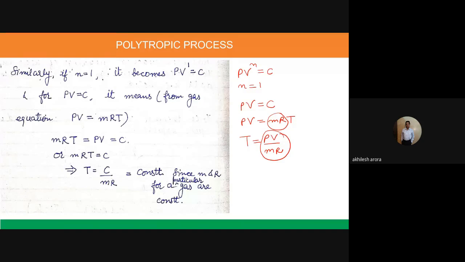You find that PV is a constant already. So this numerator is a constant, and this value mR, this is for a particular gas, it is also constant. If you say that this is constant C1 and this is constant C2, so I can say this is constant C2 and this is constant C1. So once again, it will give rise to a constant.